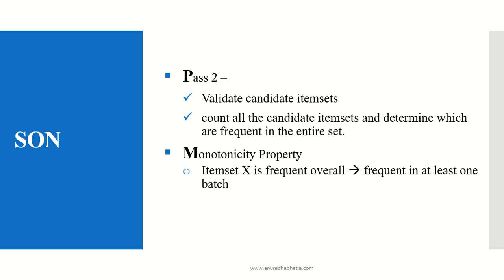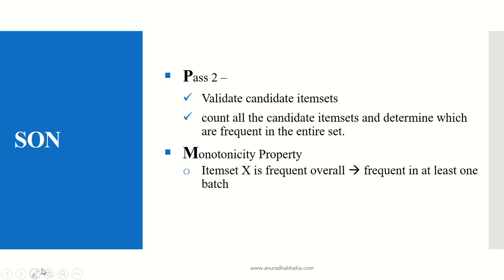Now what happens in pass 2? We validate the candidate item sets. We count all the candidate item sets and determine which are frequent in the entire set. If you see, the candidates which were frequent, like A, the value was 5. So A is frequently occurring 5 times in my transactions. Now, item set X is frequent overall if it is frequent in at least one batch. If my value of the support is 0, then that means my particular item set does not exist. So it is very clear, if the item set exists, I need to find its support.